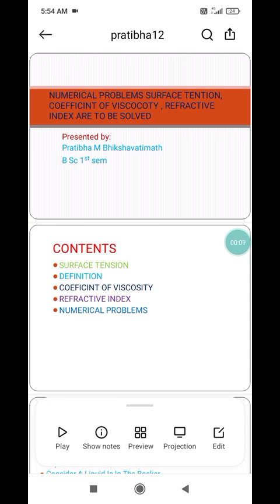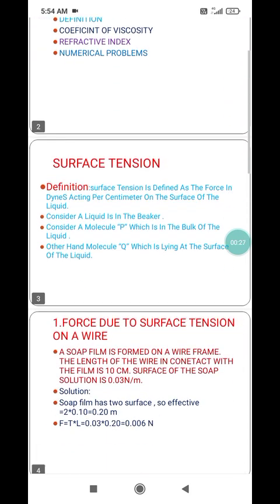My topic is numerical problems on surface tension, coefficient of viscosity, and refractive index, which are to be solved.